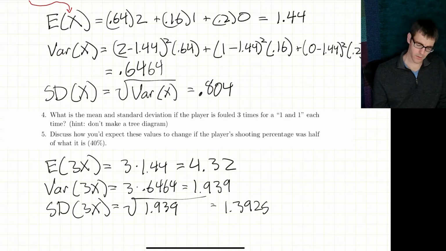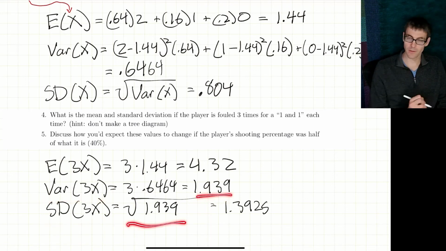And then for part 4, we do the exact same thing that we did in part 2. We are asking what happens if the situation happens 3 times instead of just once. And just like before, the expected value is additive. So since we're doing it 3 times, it's 3 times what our expected value is for one thing. Variance is also additive. And like always, standard deviation is the square root of the variance.